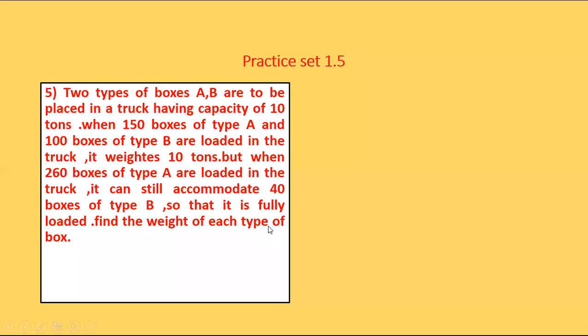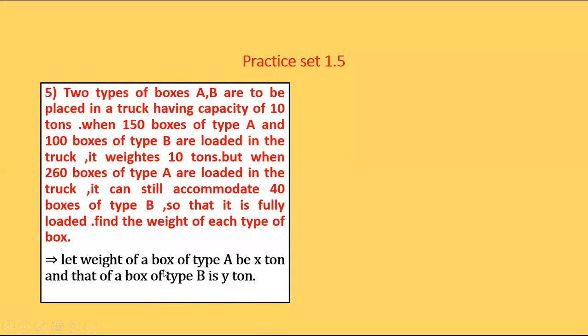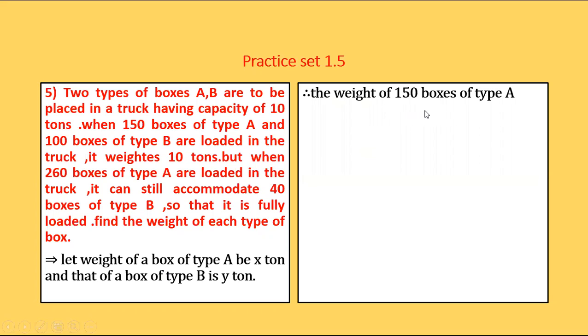In this problem, there are two quantities, type of box A and type of box B. Let us consider the weight of every box as a variable. Let the weight of a box of type A be x ton and the weight of a box of type B be y. Therefore, the weight of 150 boxes of type A: the number of boxes is 150 and the weight of one box of type A is x. Therefore, the total weight of 150 boxes of type A is equal to 150x ton.